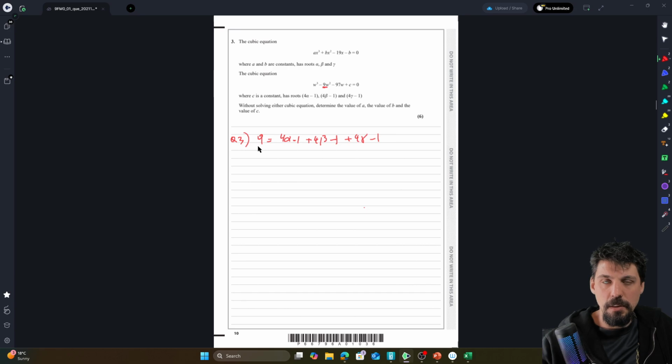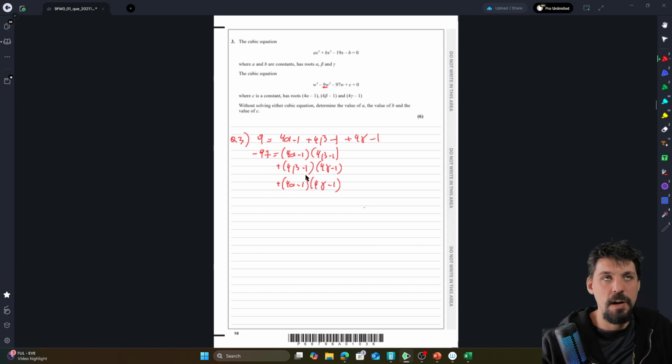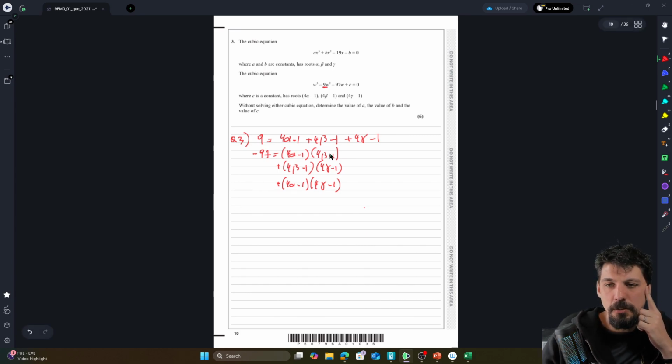Then minus 97 is the sum of my double product. So that's 4 alpha minus 1, 4 beta minus 1, plus 4 beta minus 1, 4 gamma minus 1, plus 4 alpha minus 1, 4 gamma minus 1. Is that correct? Minus, minus, plus, minus. Yeah, I think we're okay. So here are two equations that we know that we're going to tidy up in a second anyway. And then we can do something with the alphas and betas. But I reckon this is going to give us an awful lot of stuff as it is.